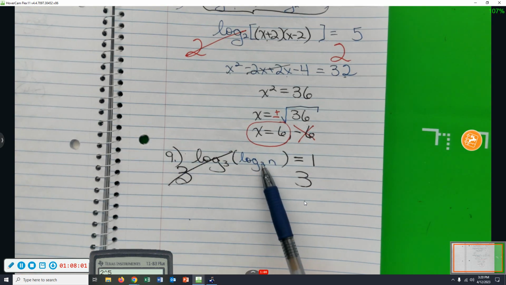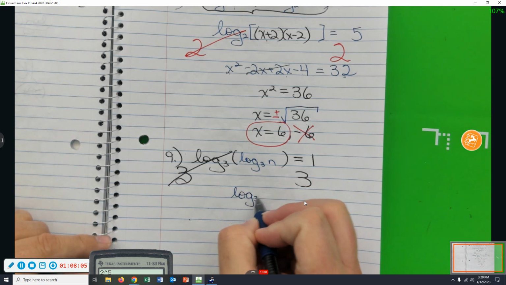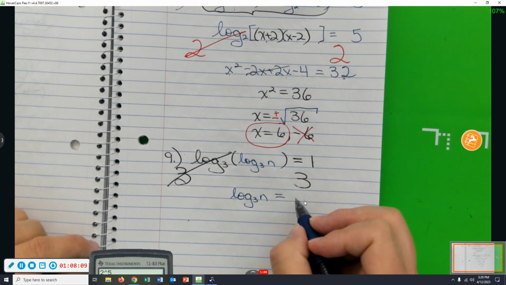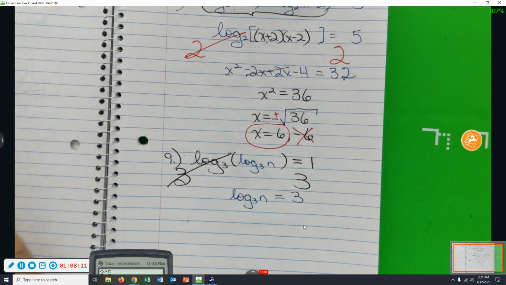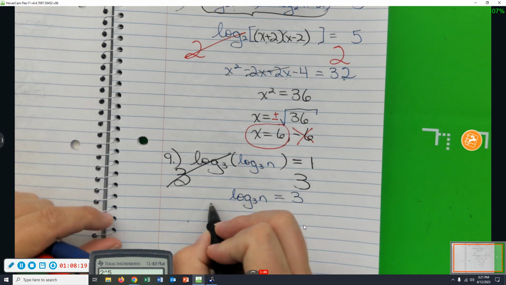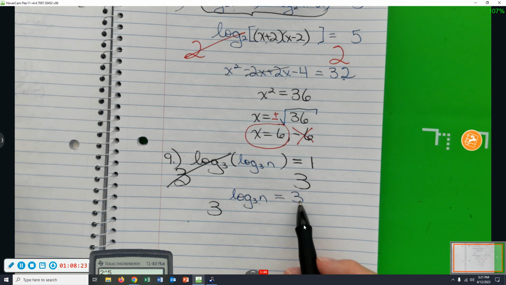So we have log base 3 of n equals 3 to the first power, which is 3. Did y'all follow our logic there? Then do it again. Correct. Okay, we still have a base of 3. Put another one, and it's already in the desired form: a single log equals a number.